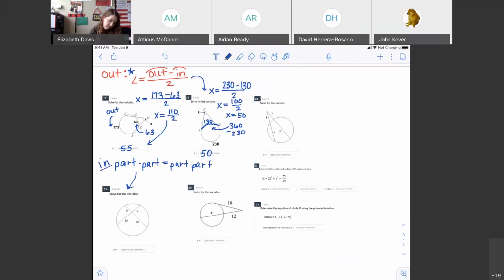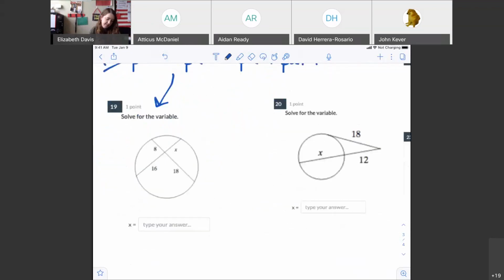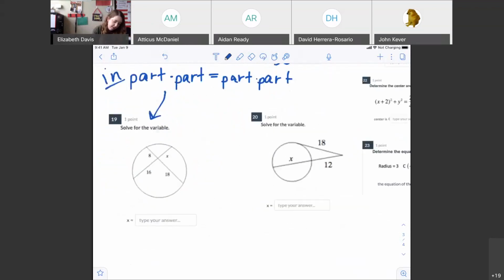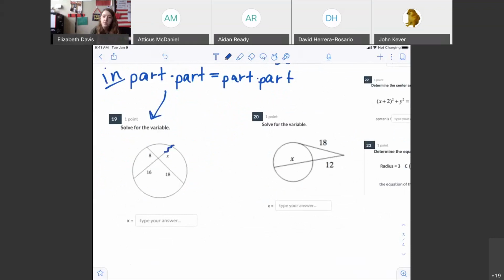Okay, good deal. So over on this one, I like to go ahead and start with x.